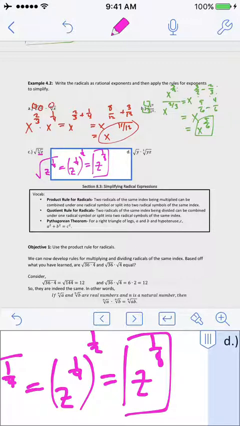So don't panic if you see two radicals. It doesn't really mean anything. Just convert them to exponents. Exponents make your life easier.